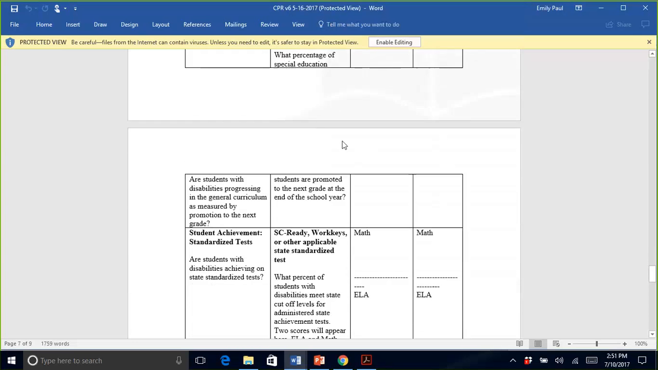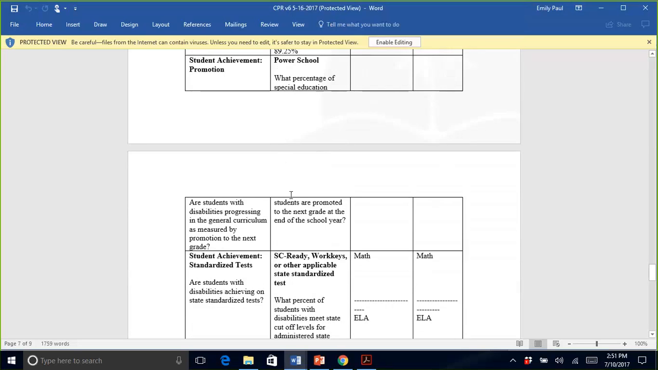Student promotion. This is how many students with disabilities are progressing in the general curriculum as measured by promotion to the next grade. So we're going to look at your retention rate. How many kids with disabilities are being retained each year, held back in their grades? And then, if it's continuing to increase or you're just way out of the norm, we're going to talk about why that is. And that will come from PowerSchool.